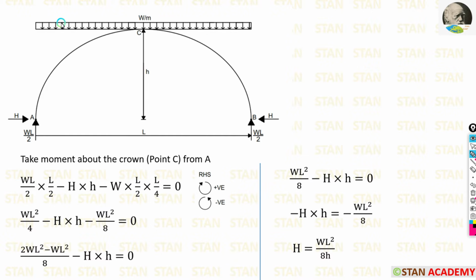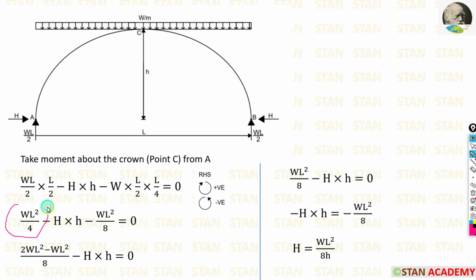The UDL w is acting towards the point C in the anti-clockwise direction, so negative. When the UDL comes, we have to take the distance and the distance by 2. The distance is L by 2 and the distance by 2 is L by 4. Here we are getting wL square by 4. Here we are getting wL square by 8. Then I am going to add these two values. For that I have to take the LCM. I am going to take the LCM as 8.